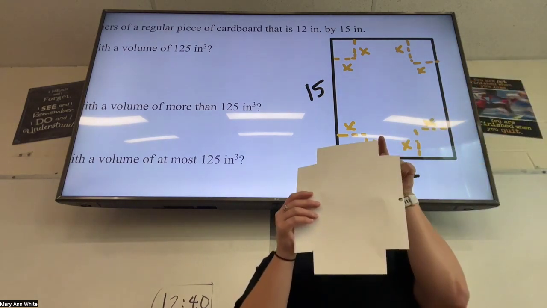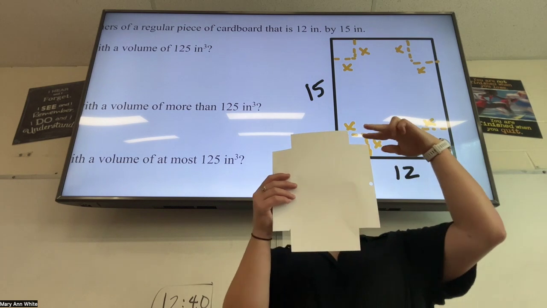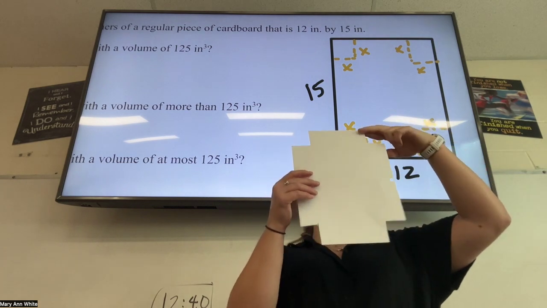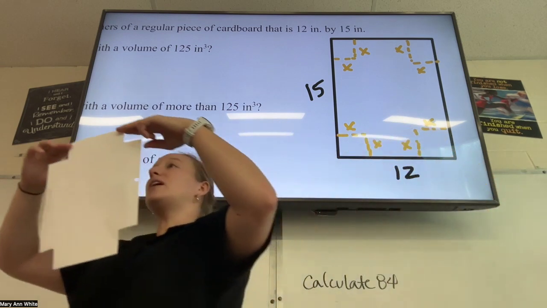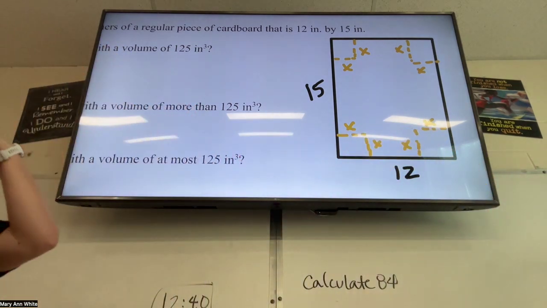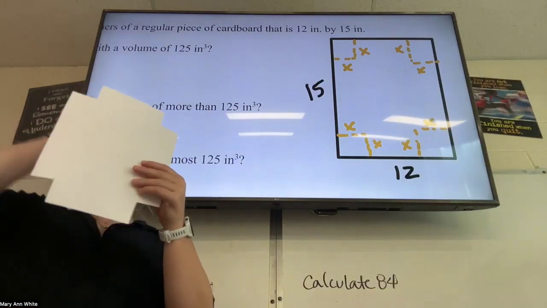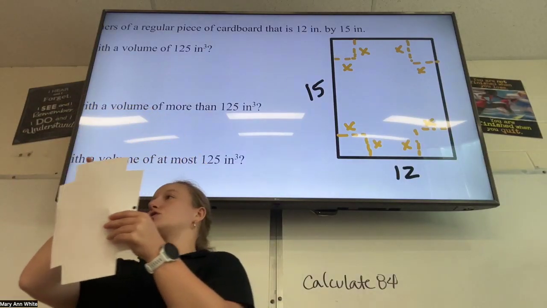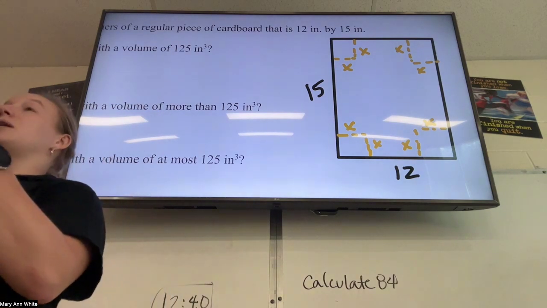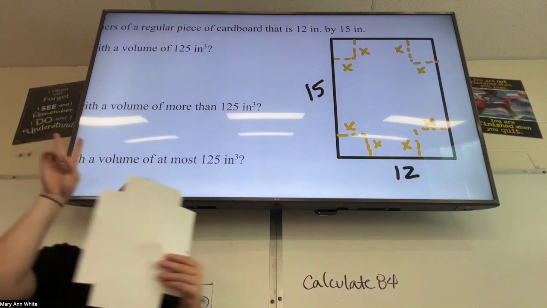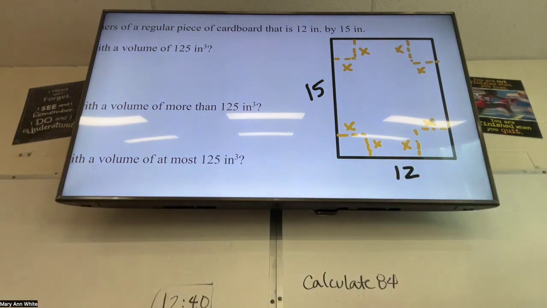Okay. It was 12. Let's say I cut off an inch from both sides. How much is left now? 10. Very good. What if I cut off 4 inches from both sides? Now what's left? 4, right? Because 12 minus 8. Okay. What expression am I going to use to represent this length? 2x. Very good. 12 minus 2x.